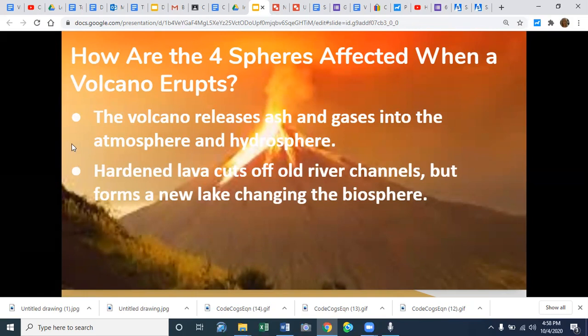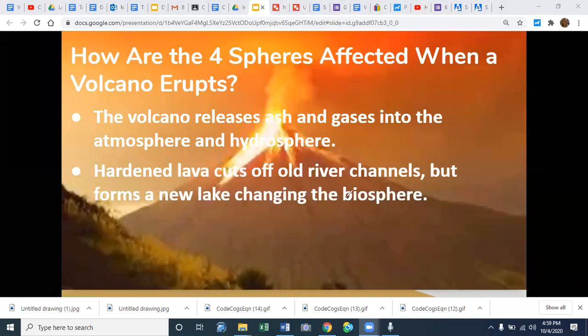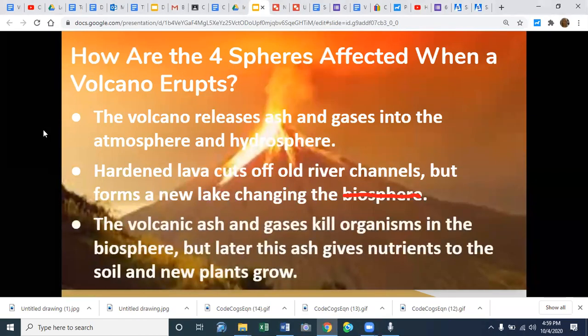Actually, that should be changing the hydrosphere. It's the wrong word. It's not correct. It's the hydrosphere, changing the hydrosphere. I'll have to fix that. And volcanic ash and gases will kill organisms in the biosphere. But later this ash gives nutrients to the soil and to new plants and helps the biosphere regenerate.